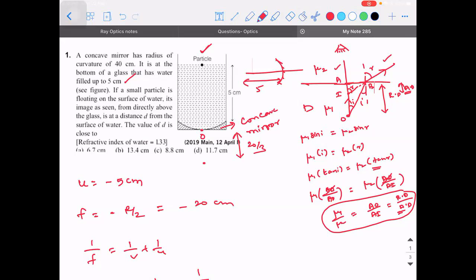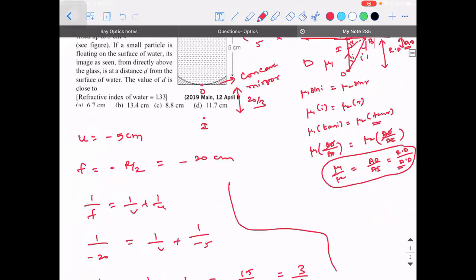Now this image that is formed due to the concave mirror will act as the object for whom? For the person who is seeing from the top. So with respect to the person who is seeing from the top, what is going to be the real depth? 5 plus 20 by 3, 20 by 3 added to the 5. So how much is it? 35 by 3 centimeter. Apparent depth, how much? That is what we need to find.